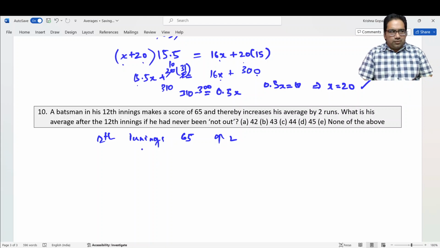Okay. So after 12 innings, let's say the average is x. That means after 11 innings it was x minus 2. Right? After 11 innings his average was x minus 2.